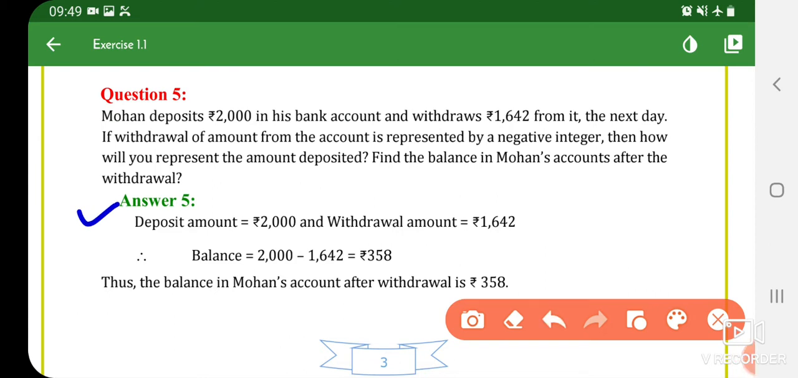Let's see the solution. Deposit amount means 2000, and withdraw amount is rupees 1642. Therefore the balance: 2000 is deposit, and when he takes out, that means withdrawal, so these are negative. When we subtract, rupees 358 is remaining. So the balance in Mohan's account after withdrawal is rupees 358.